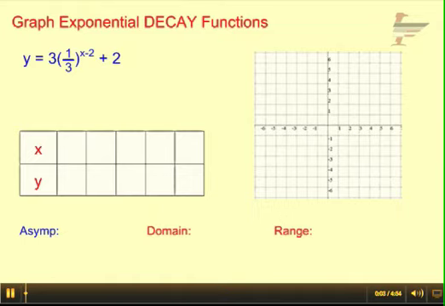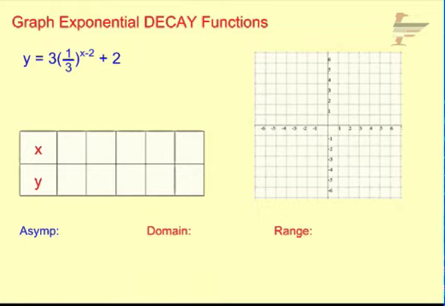Example to graph the exponential decay function. The reason that we know it's a decay function is because our b value is 1/3, which is between 0 and 1, so that makes it a decay. I notice we have this x minus 2 and this plus 2 on the end. Those are our shifting numbers.